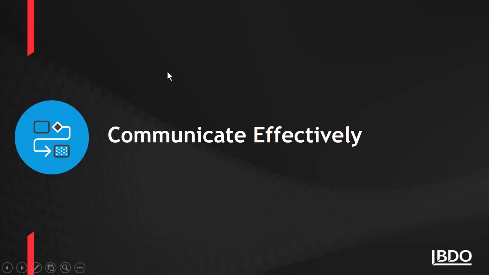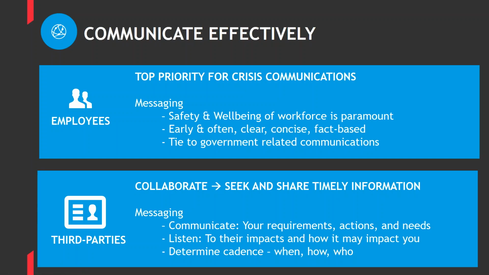Thanks, Chayton. So we just want to spend 2 minutes talking about communicating effectively when it comes to pandemics. I want to first off by saying anytime there's a crisis response or any level of communication, employees need to be at the forefront. They need to be the top priority for your communications. The messaging should really focus on the safety and the well-being of the workforce. We always recommend that you communicate early and you communicate often. Your communication should be clear and concise and fact-based. Tie as much as you can to government-related communications.